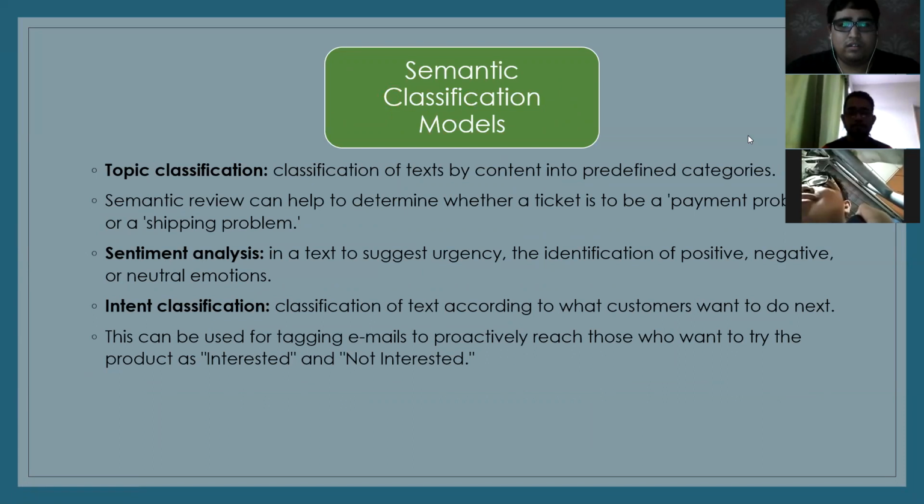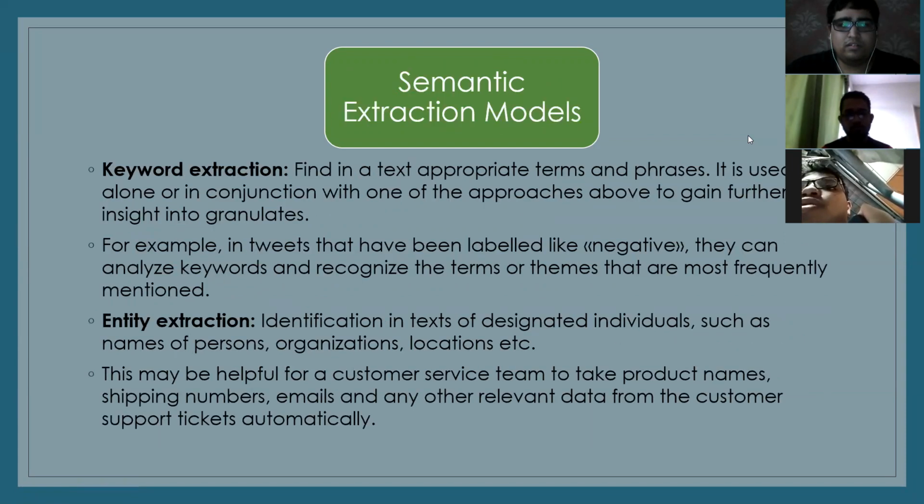You know there is a classification model known as topic classification, sentiment analysis, and entity classification. This can be used to text an email to proactively reach those who want to try a product, interested or not interested, like putting it on the bookmark. Next slide. And you have to know about keyword extraction and entity extraction. It is really needed in the extraction model. You want to extract the word and the entity of it. Next slide.